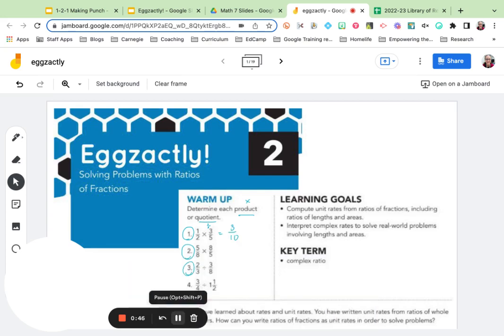All right, you've hit play, which means you are ready to talk about the warm up. Remember, when we are multiplying or finding products of fractions, we multiply the numerator times the numerator and the denominator times the denominator. 1 times 3 is 3, and 2 times 5 is 10. 3/10 is what we have for number 1.